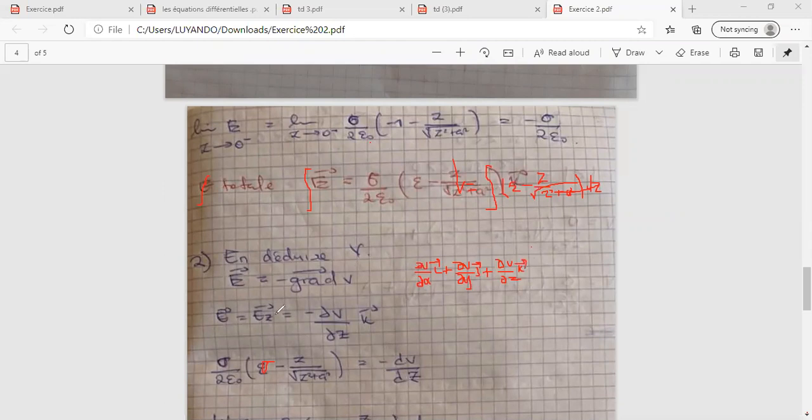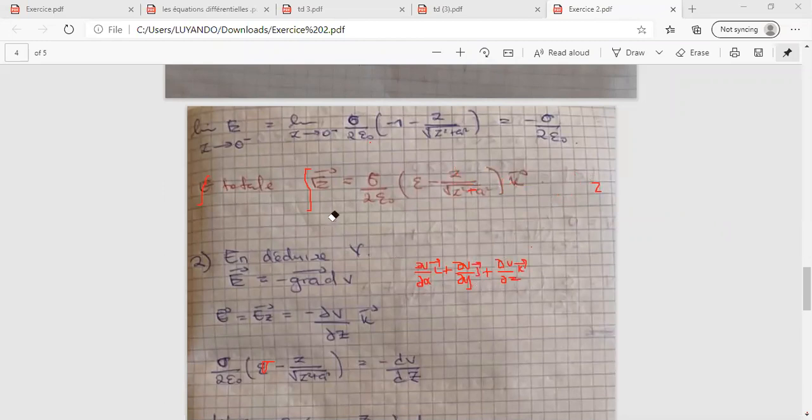Where there is my E, I'm going to replace it with the E that I found, and the E that I found was this. And it's in the direction K. So I do not have E in the direction I or in the direction J. I only have it in the direction K.